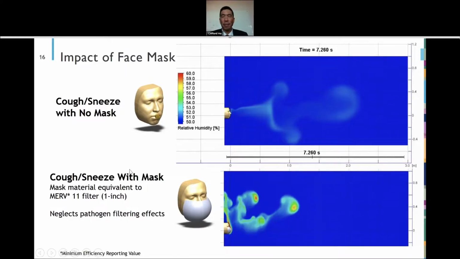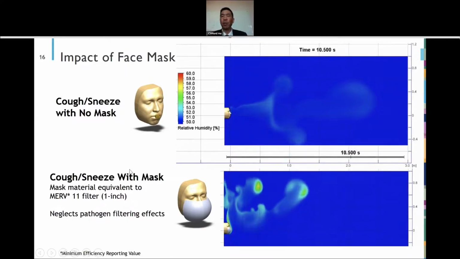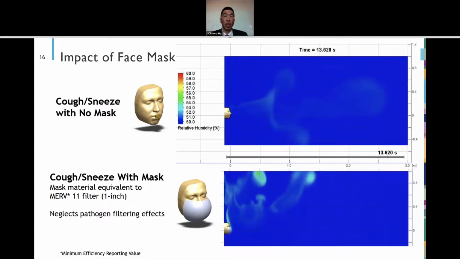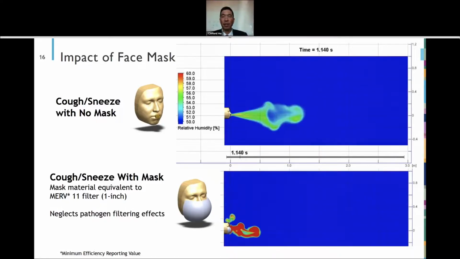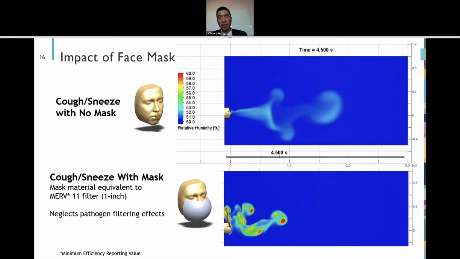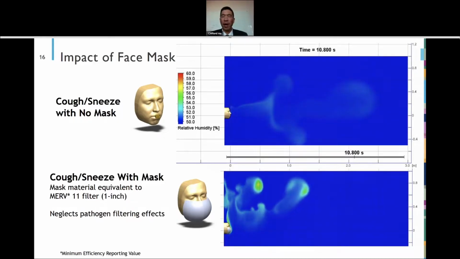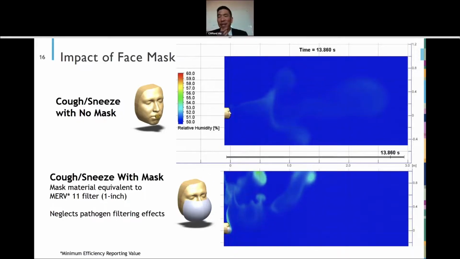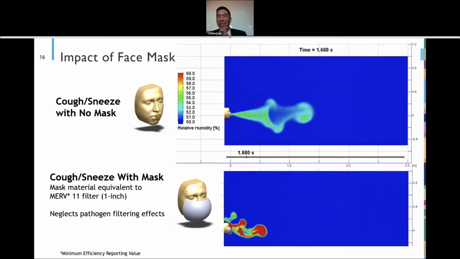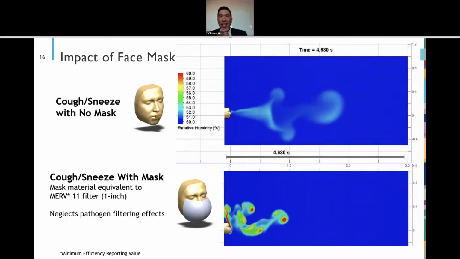What's interesting is you can see that the mask does block the forward propagation, and that could be good. If you're social distancing, that definitely helps. What's interesting though is if you look at the plume that comes out, it will rise, and that may have implications for something like stadium seating or a theater, but it definitely blocks the forward momentum.